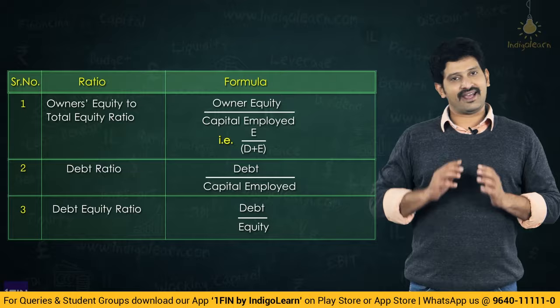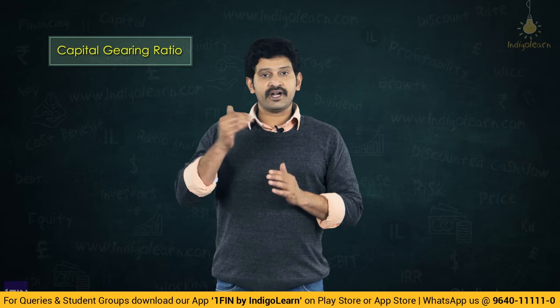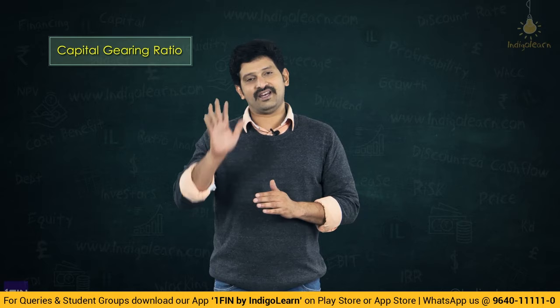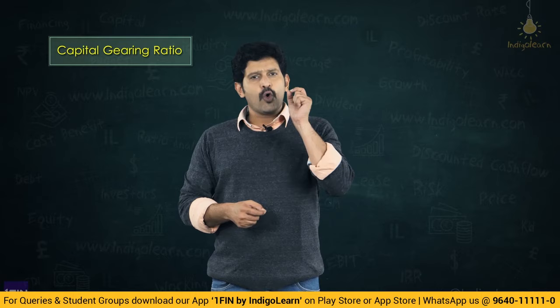The next one is a little tricky ratio, that is capital gearing ratio. Here, what is the meaning of capital gearing ratio? Now, gear here talks about the fixed costs. Therefore, we split the two items here. In the numerator, it is fixed cost bearing funds divided by non-fixed cost bearing funds. Now, in our balance sheet, what are the fixed cost bearing funds on the liability side? Our long-term borrowings. Also, preference share capital.